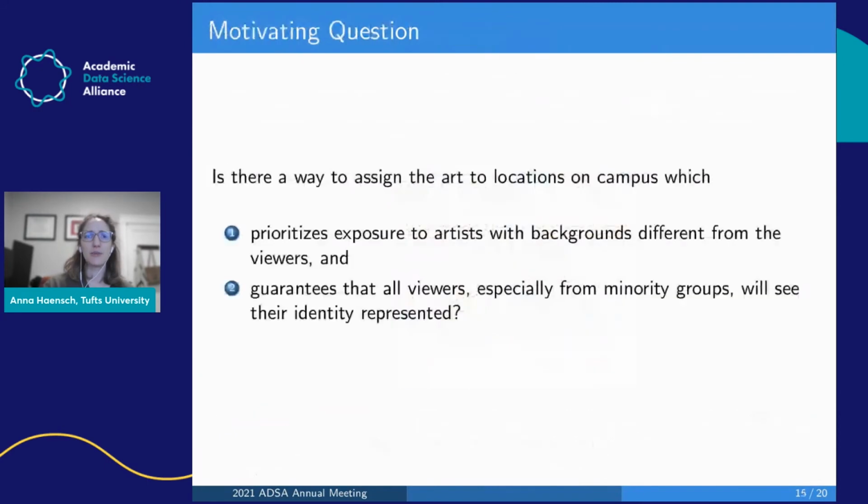So what we want to do right now is find a way to hang art around campus that both prioritizes exposure to artists with backgrounds different from the viewer, like in Schelling's model, but also guarantees that viewers, especially from minority groups, see their own identities represented. So what we need to do is find some kind of an optimization scheme that can simultaneously prioritize these two things that are seemingly at odds with one another.